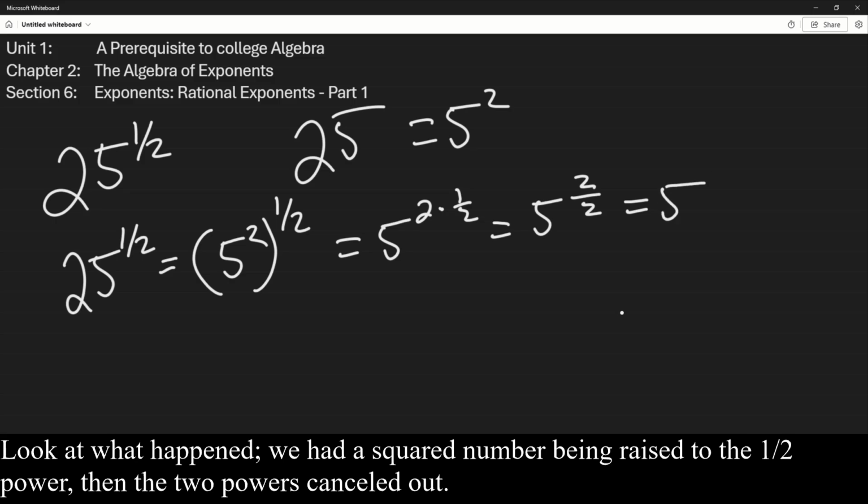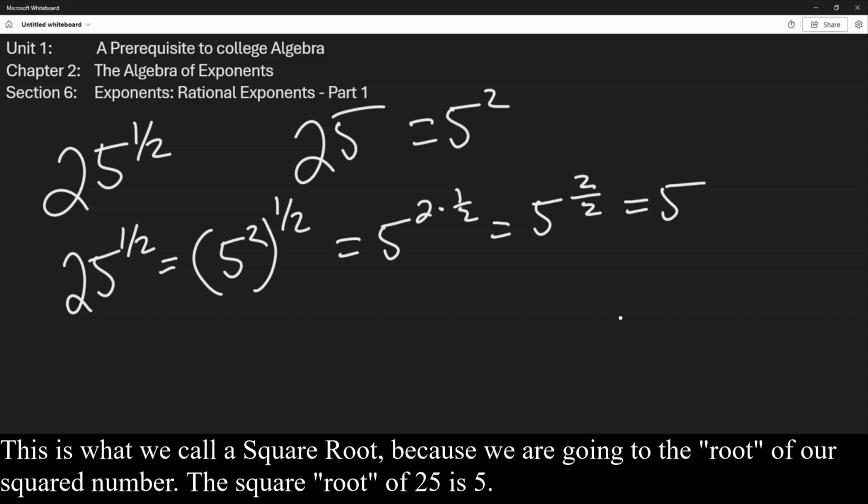Look at what happened. We had a squared number being raised to the 1/2 power. Then the 2 powers canceled out. This is what we call a square root, because we are going to the root of our squared number. The square root of 25 is 5.